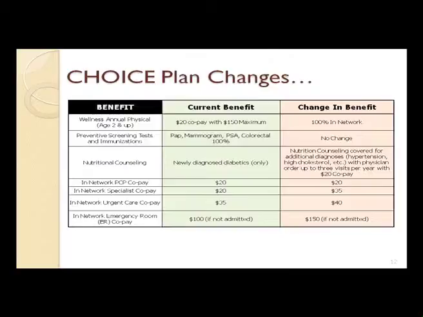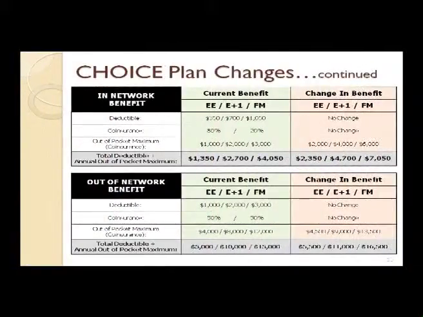Your in-network primary care copay remains the same at $20. Your specialist copay is new, and that is $35. Urgent care has increased from $35 to $40, and an emergency room visit is $150. Your deductible and coinsurance for in-network has not changed. Your out-of-pocket has increased $1,000 for an individual to $2,000, $4,000 for an employee plus one, and $6,000 for a family plan.